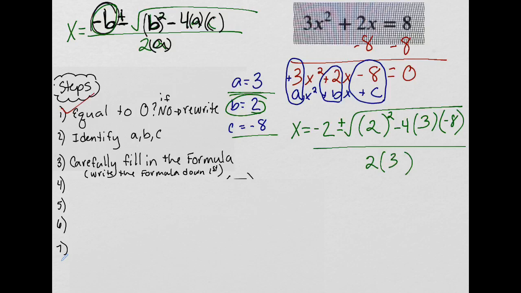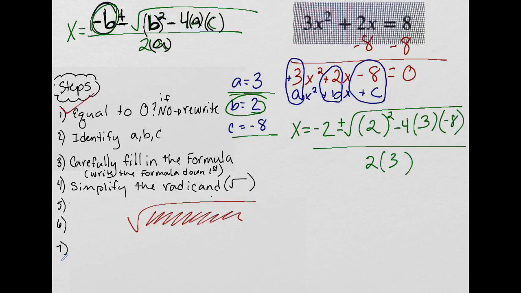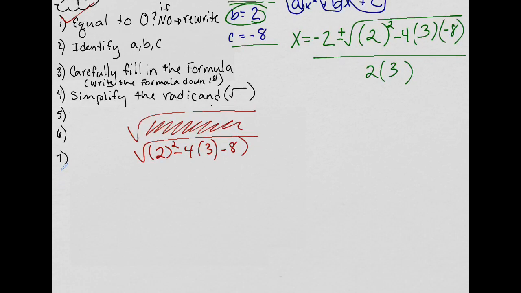That is step 3. Step 4 and all the rest coming, step 5, 6, and 7, are all about simplifying, and simplifying in pieces. The first thing that we want to simplify is something called the radicand. The radicand is everything that's on the inside of the square root, underneath it. So in our problem, we have underneath 2 squared minus 4 times 3 times negative 8. So the radicand is just the 2 squared minus 4 times 3 times negative 8.